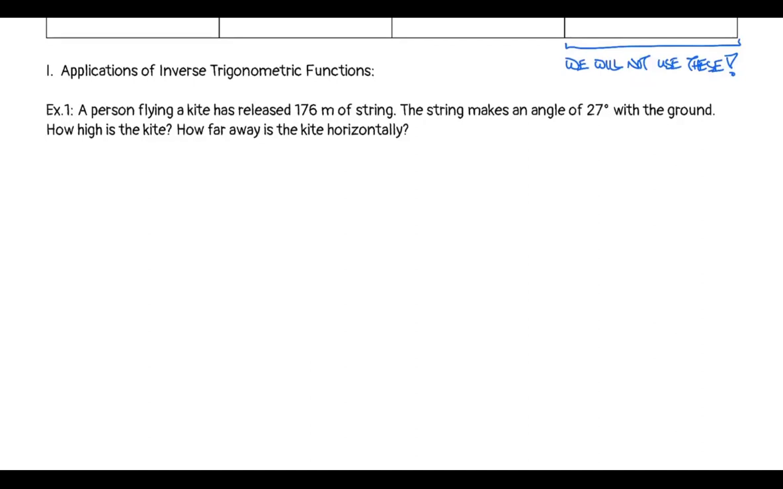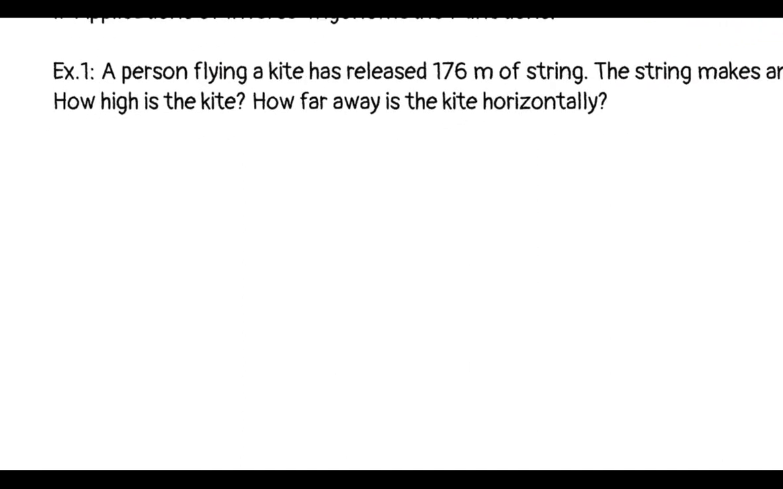All right. And so we've got this example here. A person flying a kite has released 176 meters of string. The string makes an angle of 27 degrees with the ground. How high is the kite? And how far away is the kite horizontally? Okay. So let's go ahead and draw a picture to match this. All right. So we'll go ahead and draw, whoops.